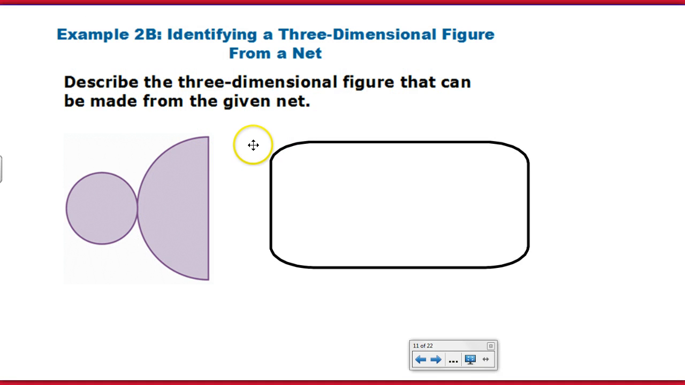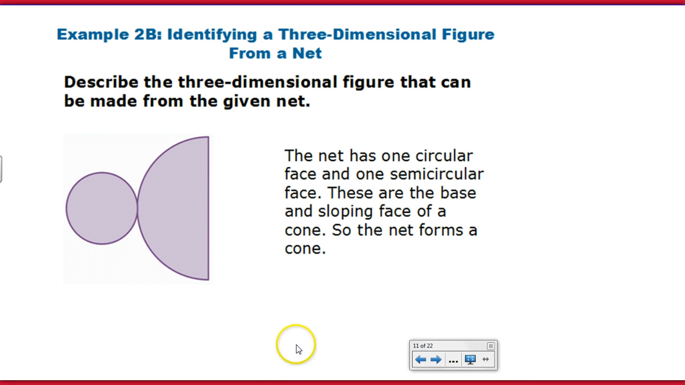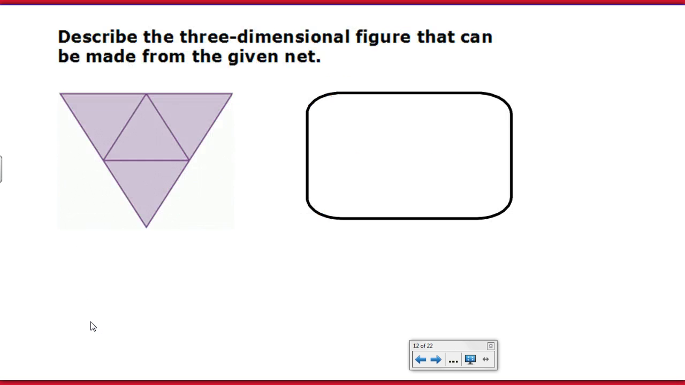So what three-dimensional figure can be made from this given net? Well, the circle is a big giveaway, isn't it? And then we have what appears to be a half circle. So if we were to form them into a 3D figure, we would have a cone. This net forms a cone. Cones have circle bases, and then they have parts of semicircles for their lateral surface area, right? A half a circle there.